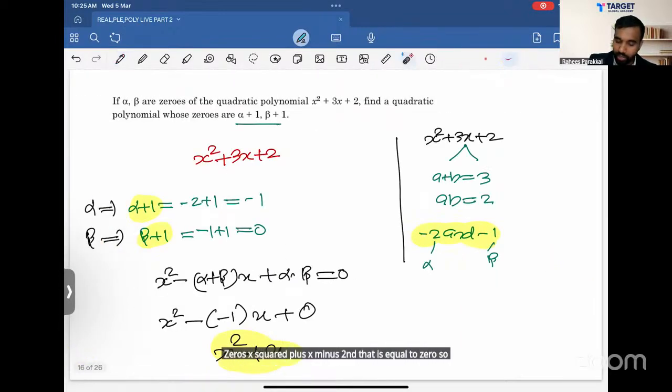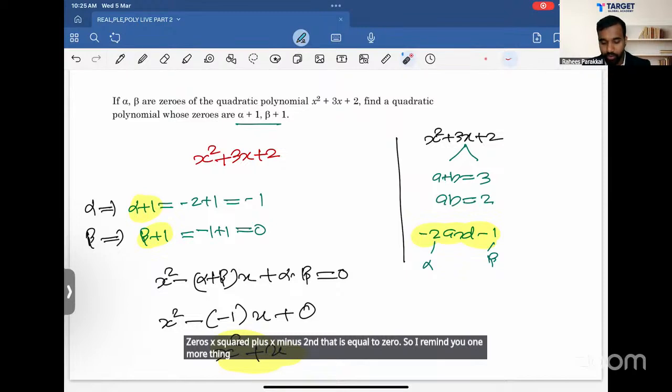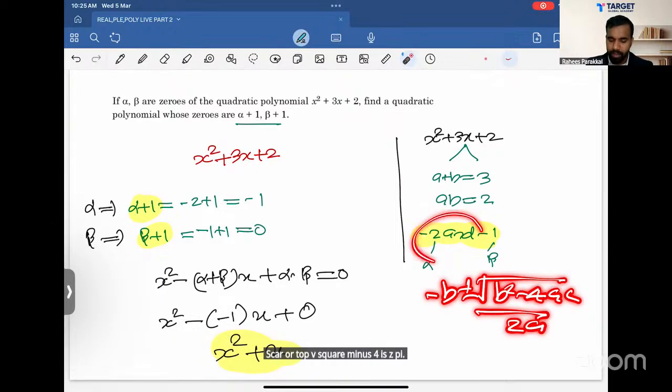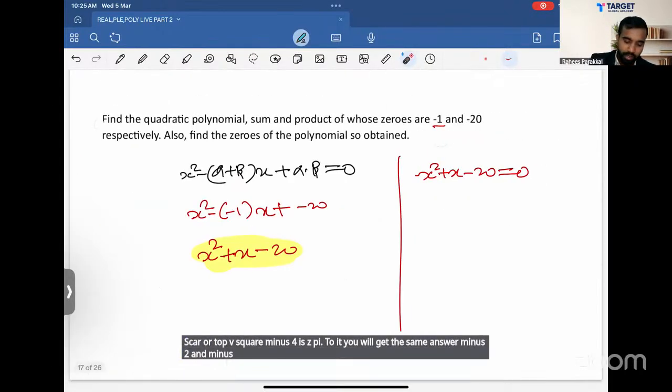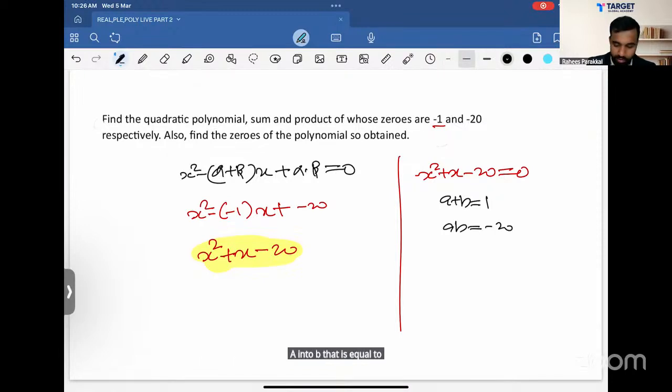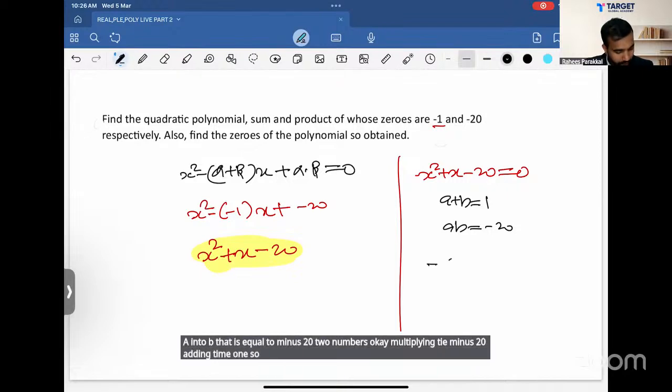I remind you of one more thing. Apart from this step, we can use minus b plus or minus square root of b square minus 4ac by 2a. If you are not familiar with the other method, you can use this method. You will get the same answer. Here also you can use the same method. But here I'm using the easy method: a plus b equals 1, a into b equals minus 20. Two numbers, multiplying to minus 20, adding to 1. So the two numbers are minus 4 and 5.